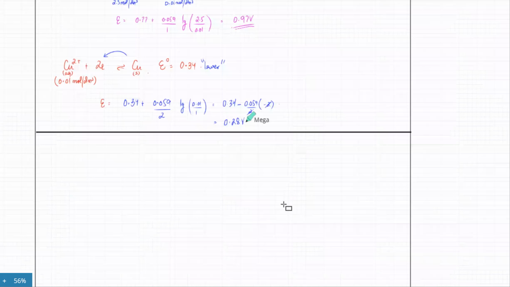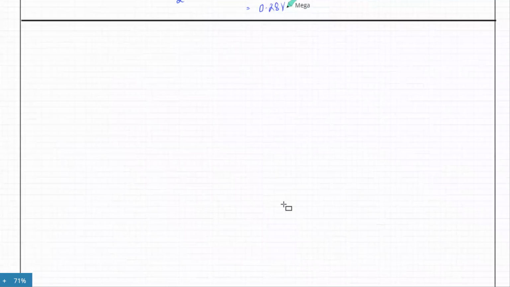So that's our Nernst equation. The next thing we're going to talk about is moving to another subtopic. And this one is about electrolysis. So we're left with electrolysis.